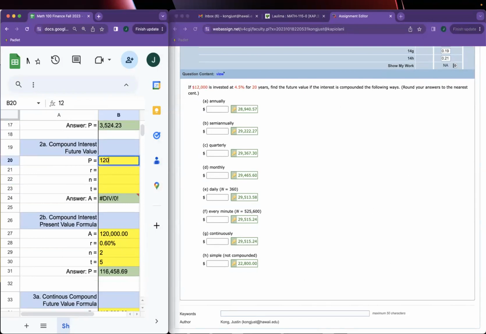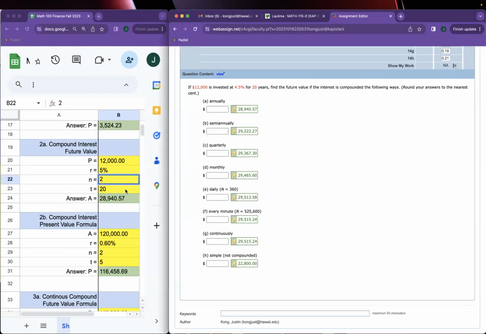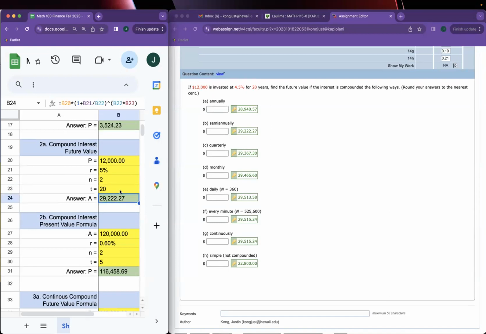The P is 12,000, just starting with, right? The rate is 4.5%. Skip N for now. T is 20. And N is the one that's changing with each letter. So annually means N is 1. So there you go, $28,940.57. Semi-annually means N is 2. And click off to update the number, and there it goes, matches. Quarterly means N is 4. That matches. Monthly means N is 12. There you go, still matching.